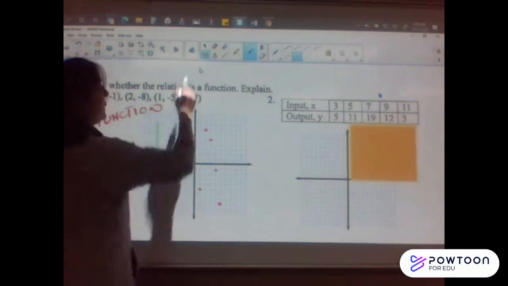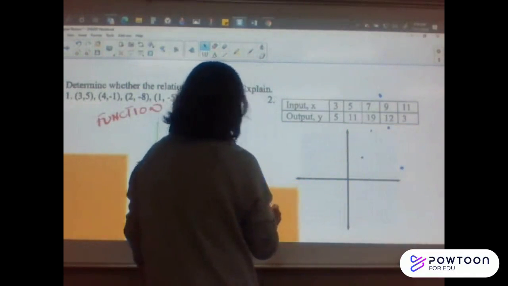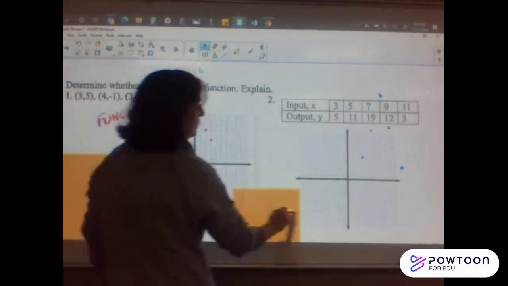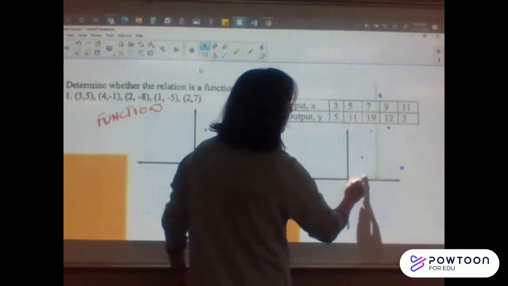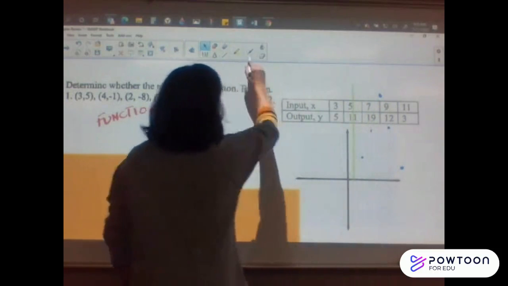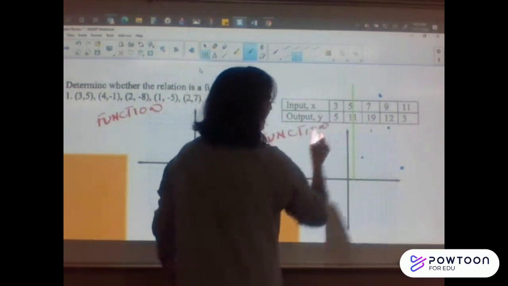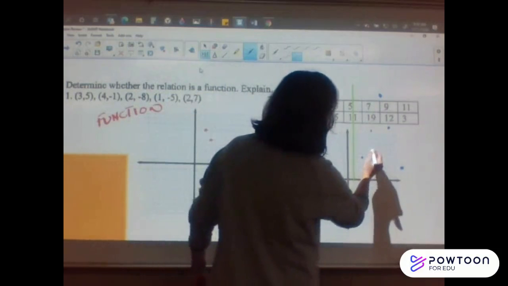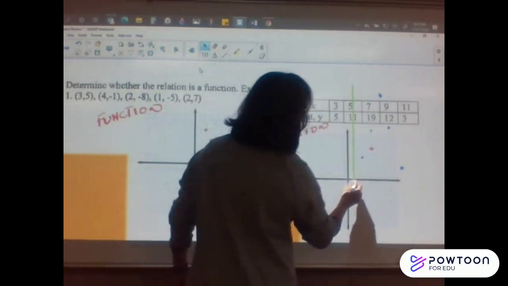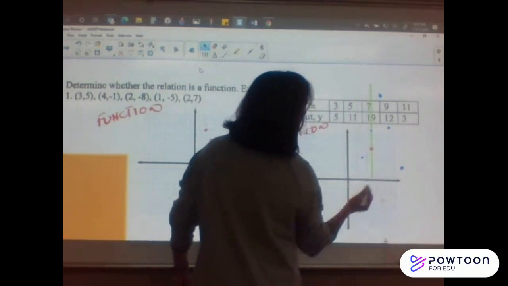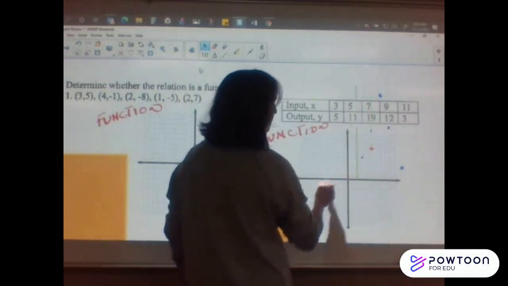The second one over here, if I plot those ordered pairs, a couple of them are off my grid, but it will also pass our vertical line test. So it is a function. And just for example, if I would add another point right here, this graph no longer passes the vertical line test. So this one would not be a function.